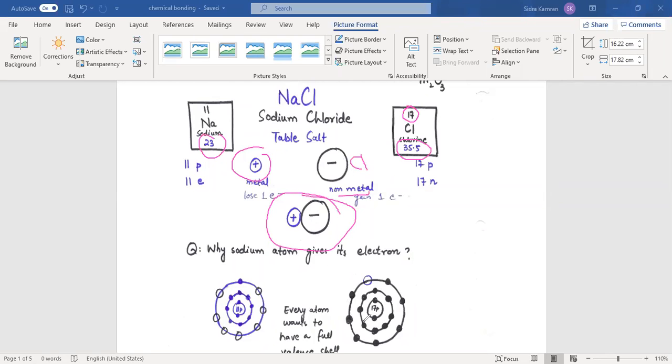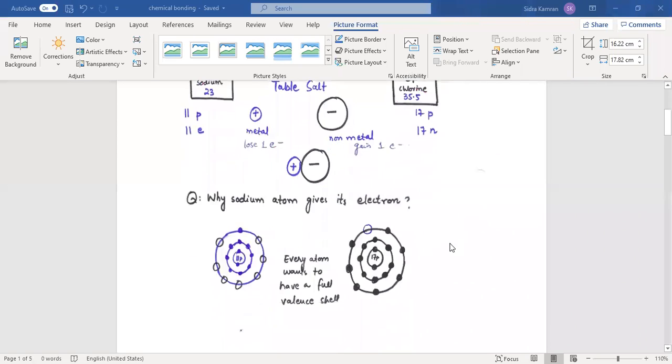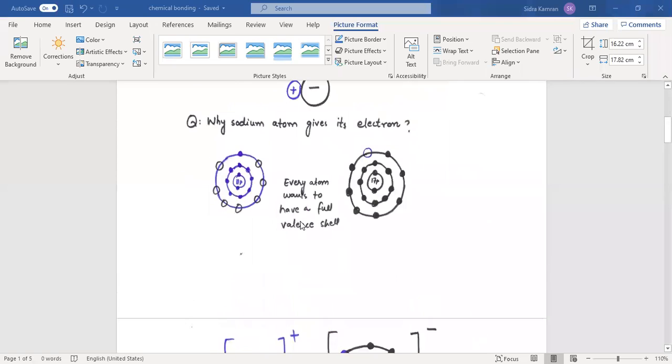Why does the sodium atom give its electron? We are going to discuss this. Here you can see the electronic structure of sodium and chlorine. In the first shell of sodium, there are 2 electrons. Here you can see 1 and 2. In the second shell, there are 8 electrons, 1, 2, 3, 4, 5, 6, 7 and 8. And in the third shell, there is just 1 electron.